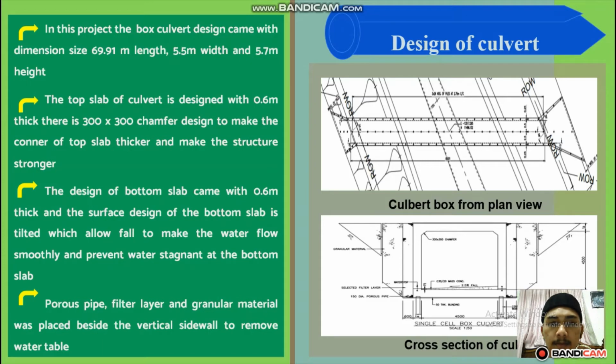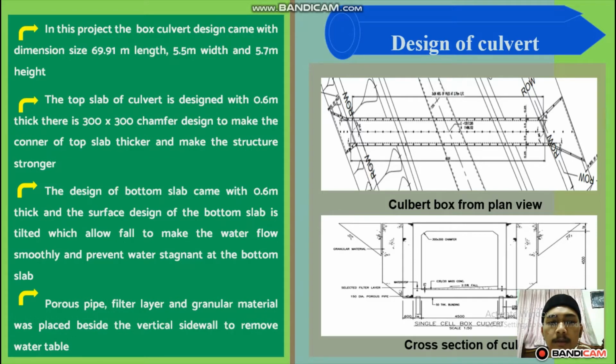My name is Abdullah Fahmi and I will present about the design of the culvert. In this project, the box culvert design came with dimensions of 69.91 meter length, 5.5 meter width and 5.7 meter height. The top slab of the culvert is designed with 0.6 thickness and there is a 300 times 300 chamfer designed to make the corner of the top slab thicker and make the structure stronger.